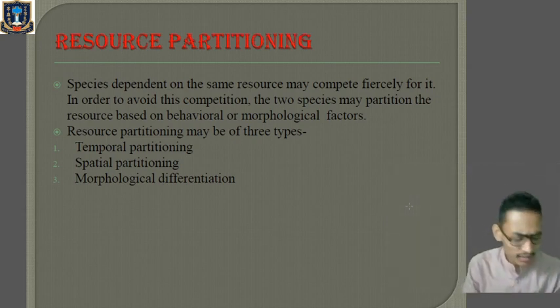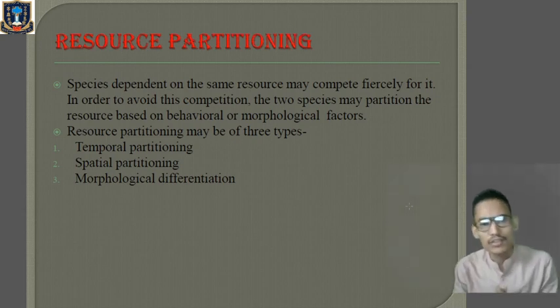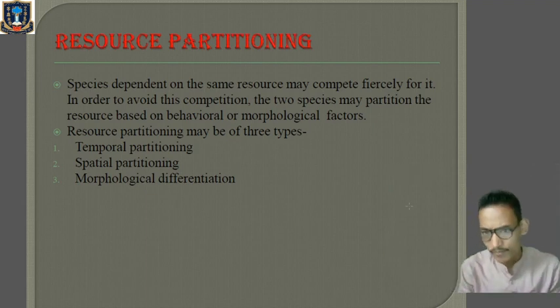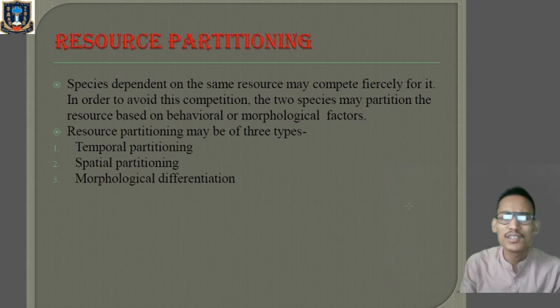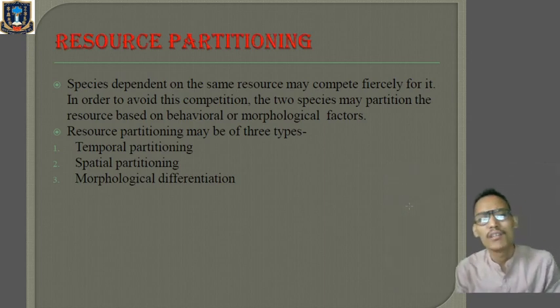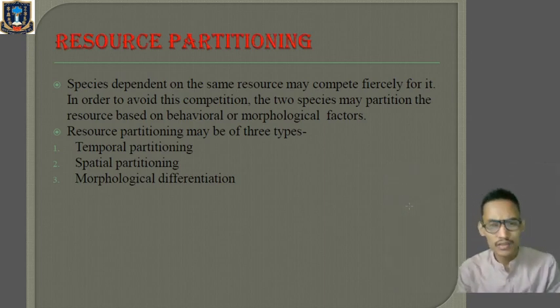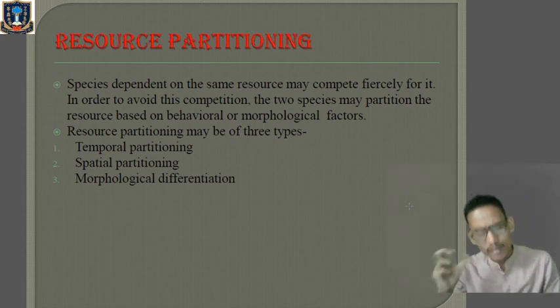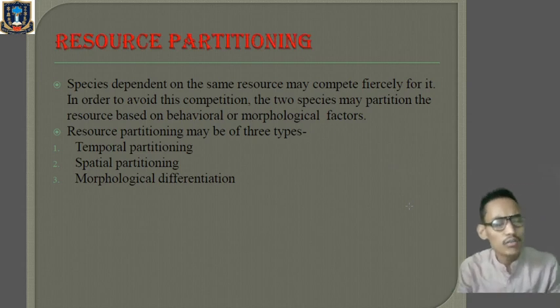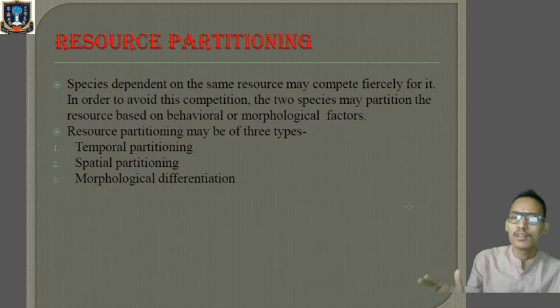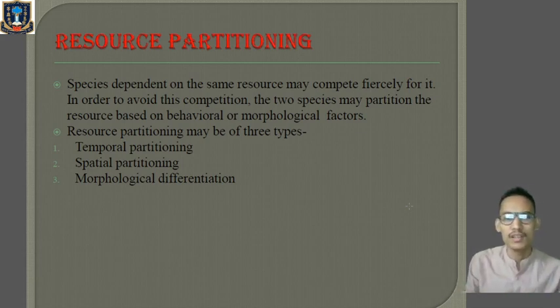Clear? So let's say that in nature resources are often a scarce commodity. They are always limited in number. Okay, so species dependent on the same resources may compete fiercely for them. So since these resources are limited in number in nature, there will be competition among the species for these resources. And in order to avoid this competition, the species may partition the resources. They may divide the food, they may divide the space in an environment.